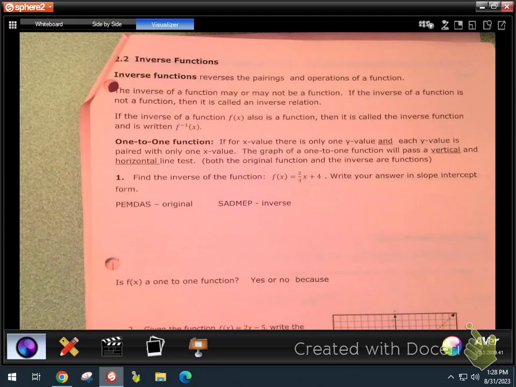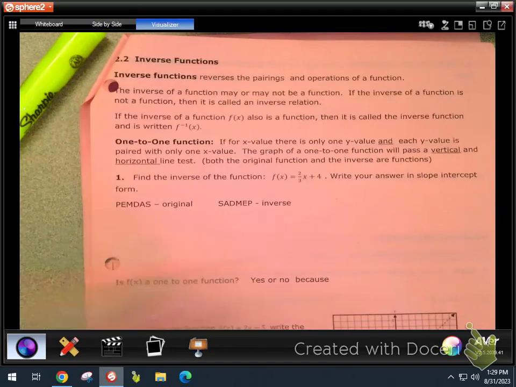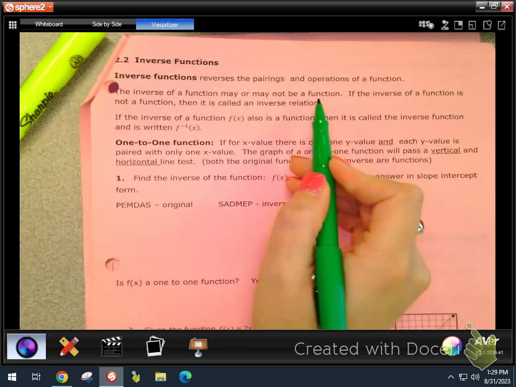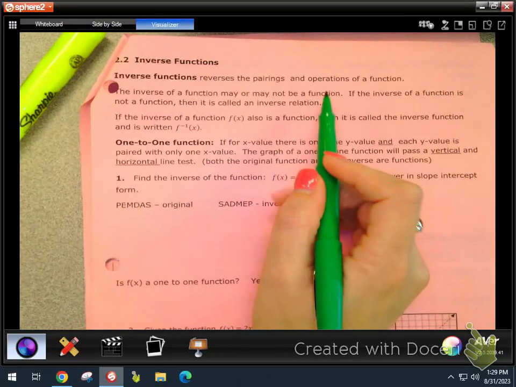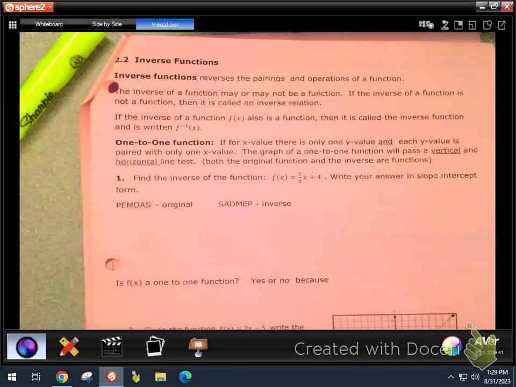But basically, an inverse function, inverse is opposite, okay? So you are reversing the pairings and operations of a function. So if you have an original function and you want to find its inverse, one way you can do it is to swap all the x's and y's. If you have a table with x's and y's, flip every x and y, and that'll give you points on the inverse graph. Same thing with an equation. We're going to be doing opposite operations of the original happening to the inverse function. The inverse of a function may or may not be a function. That's going to be a really big deal when we see this the second time, okay? But depending on what's going on, it may or may not.